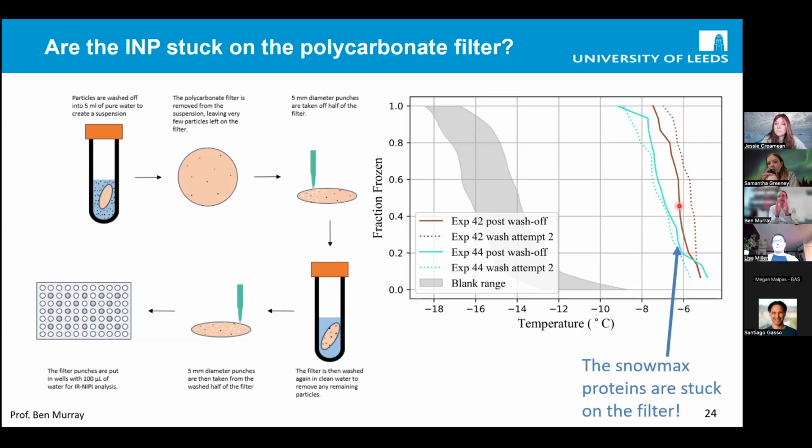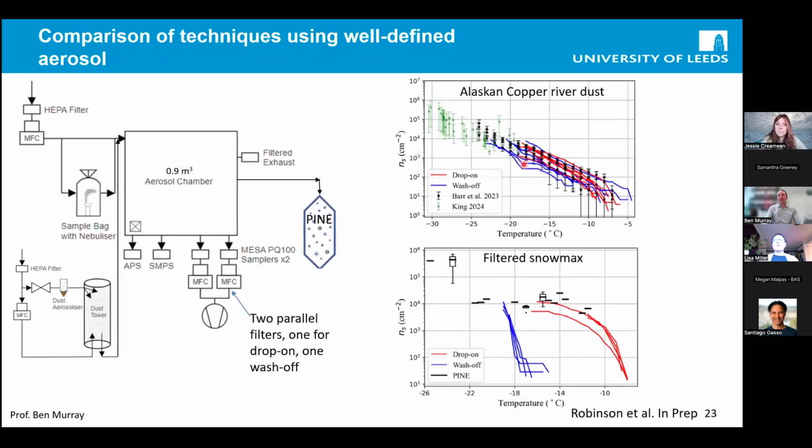And when we look at what's left behind on the filters, we often find that there's still quite a lot of material left behind, even when the other two curves match up. Even if they match up within a factor of two or so, like in these curves here, you see there's a bit of a bias low in some of these blue curves. And when we look at the polycarbonate filters with the punch, there's still quite a lot of signal left behind on those polycarbonate filters.